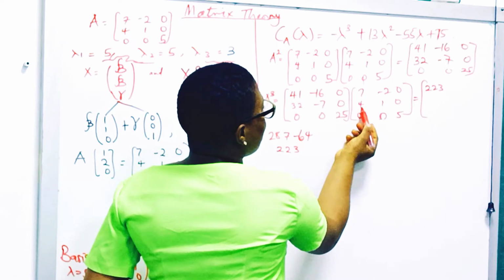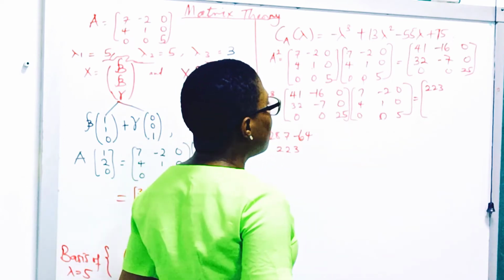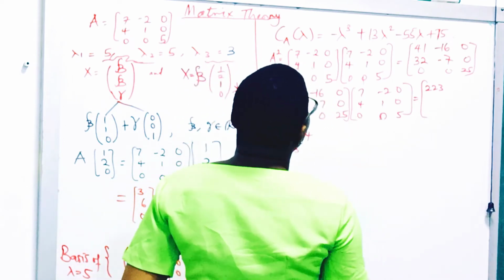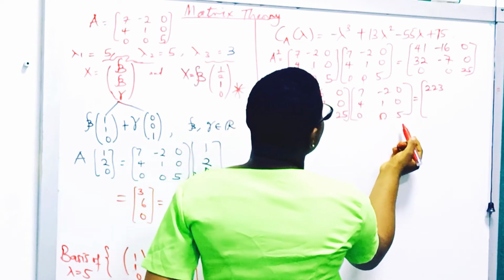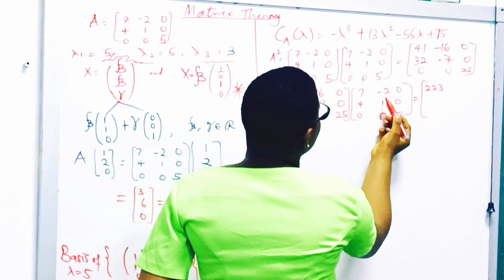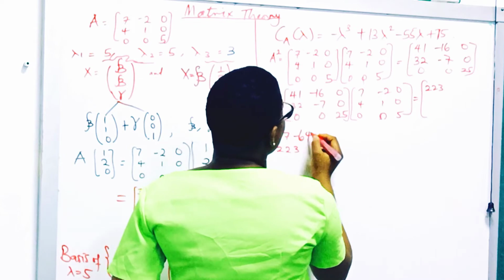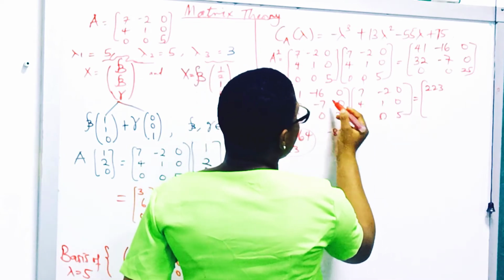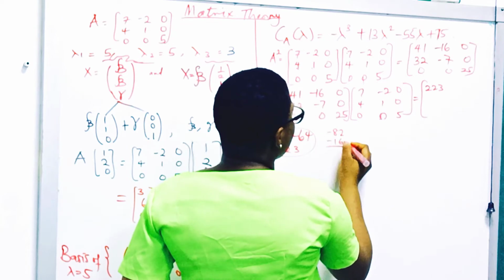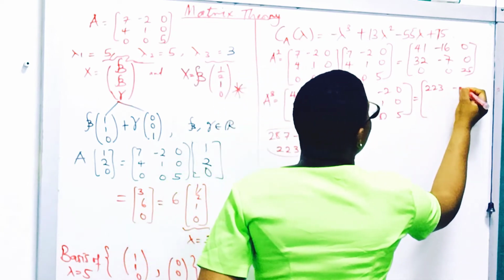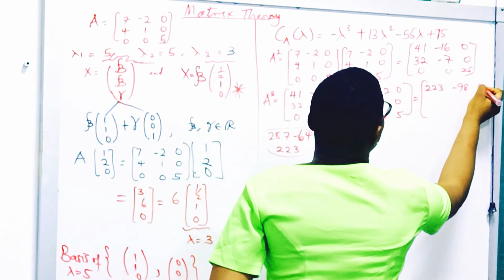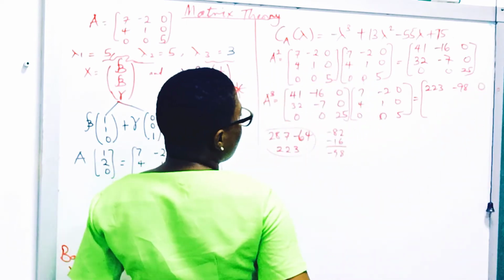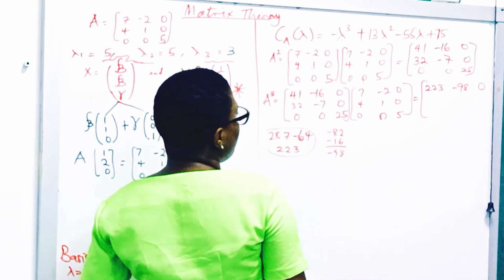Okay. 16 times 4 minus 16 times 4. Also, this times this. This times this, we have minus 82. This times this, minus 16. So we have 98, minus 98, 0. Then the next one, this times this.